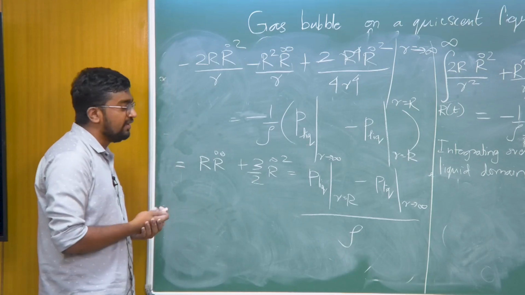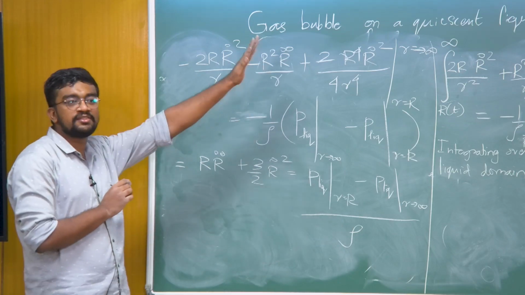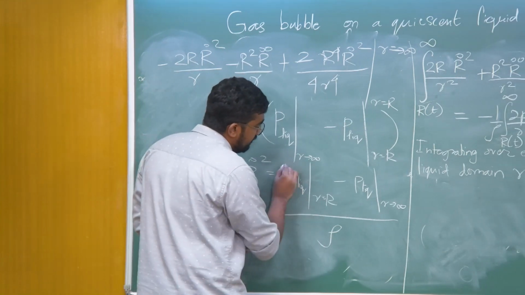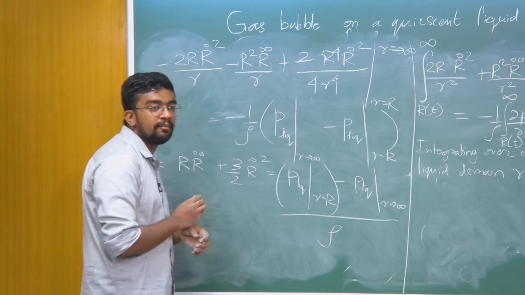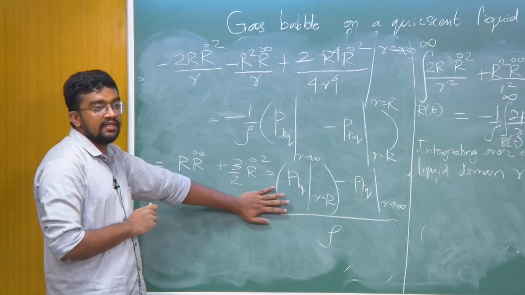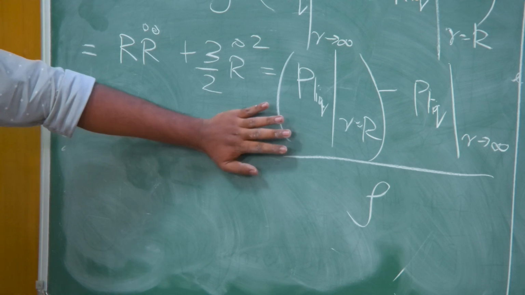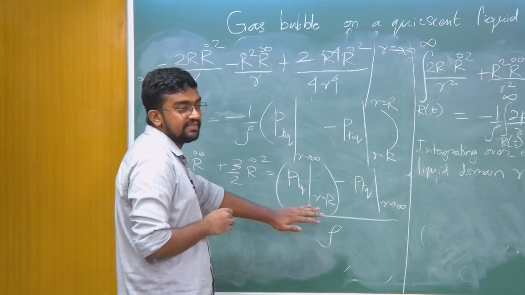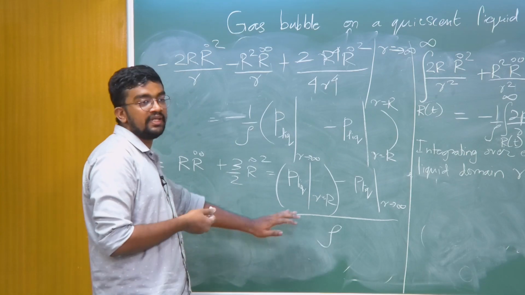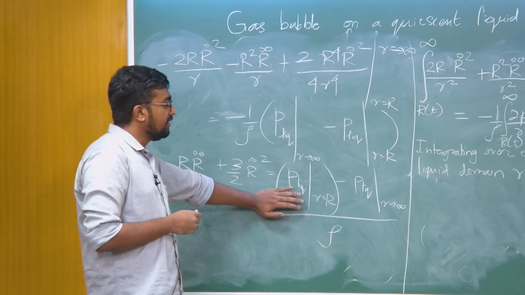According to literature, here ends Lord Rayleigh's contribution. We will be looking at Plesset's contribution in the next class. We do not know the liquid pressure at r equal to capital R. In the next class, we will find this liquid pressure using the normal stress balance, and how we relate the pressure inside the bubble to the liquid pressure close to the interface, and so on.